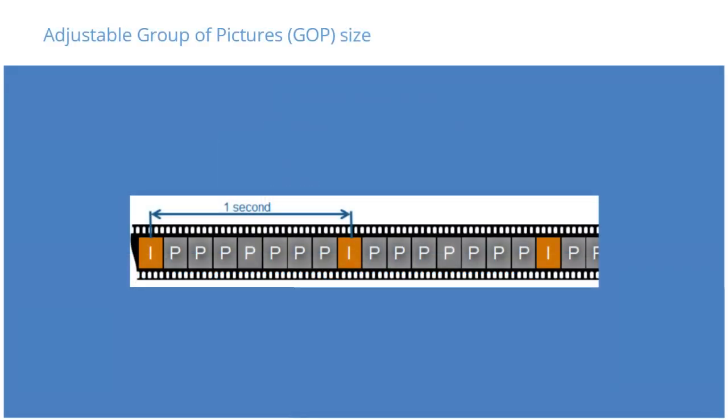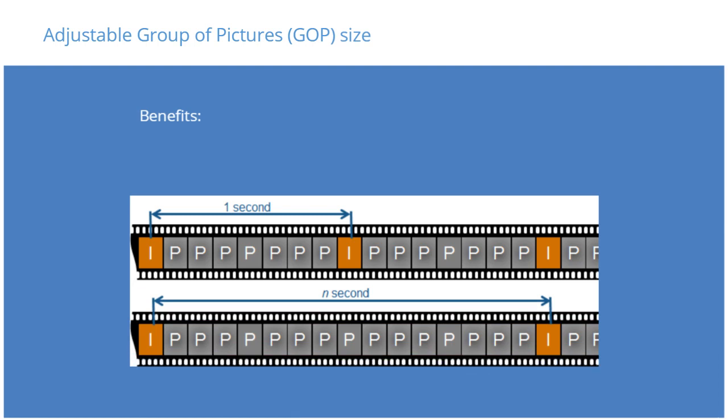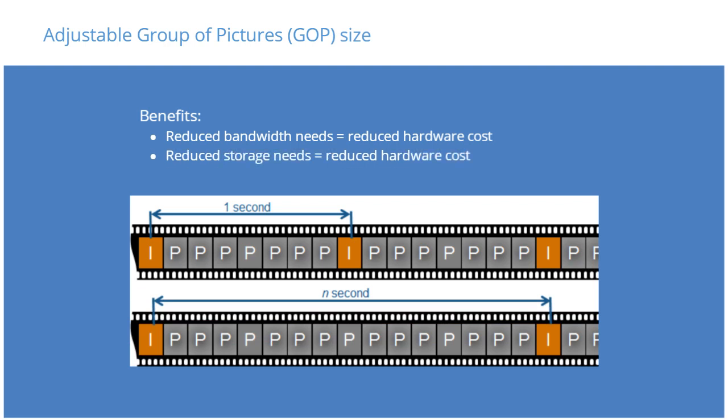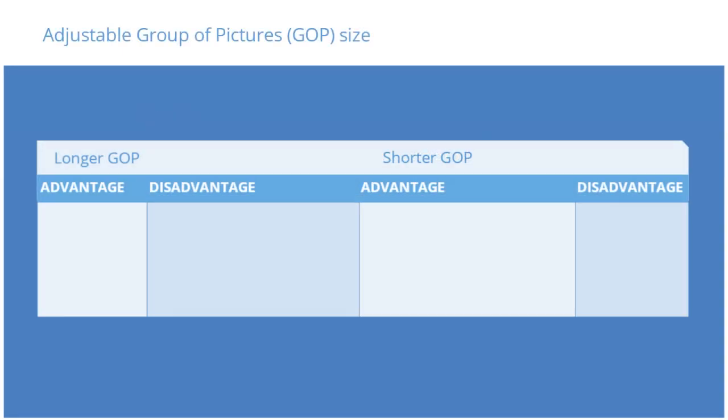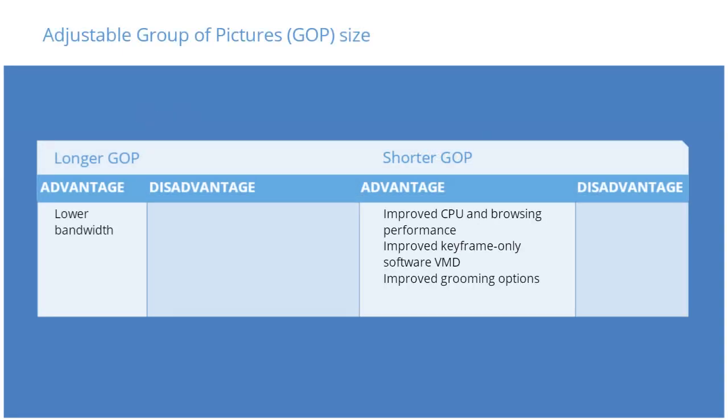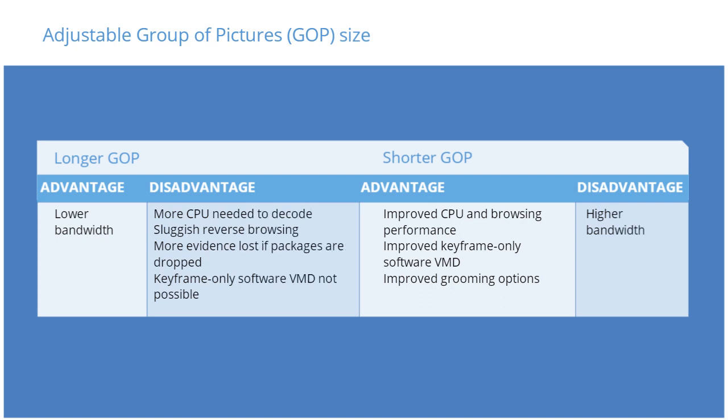When considering varying the number of iframes, keep in mind that with many adjustable GOP settings, MPEG and H.264, earlier versions of XProtect Corporate have a fixed GOP length of 1 second, and user-definable GOP size affects the number of large iframes. That said, the benefits of varying the number of iframes include reduced bandwidth needs, which equals reduced hardware cost, and reduced storage needs, also leading to reduced hardware cost. Here's a graphic summarizing advantages and disadvantages of both longer and shorter GOPs.